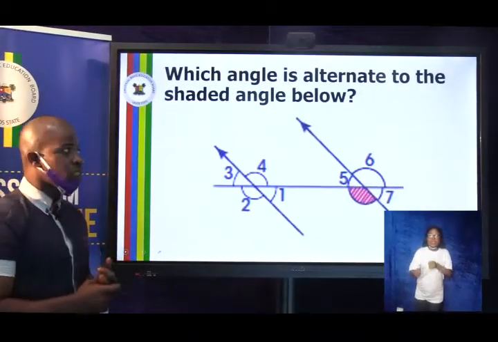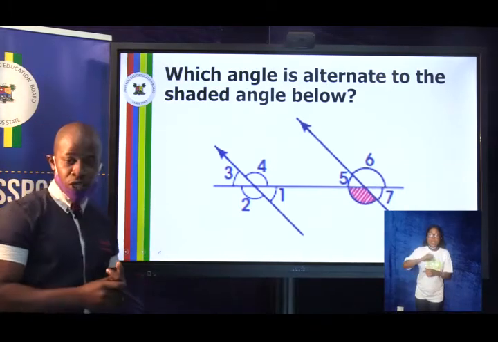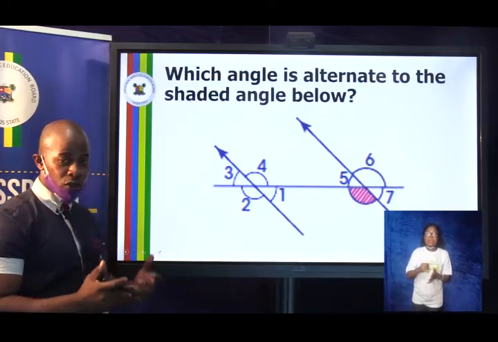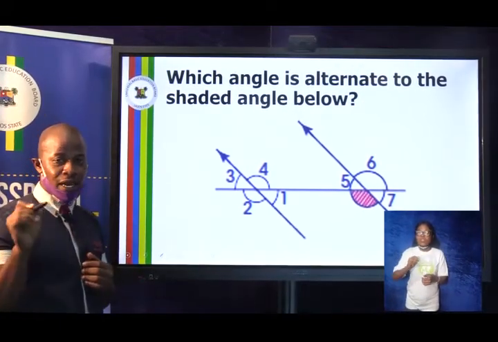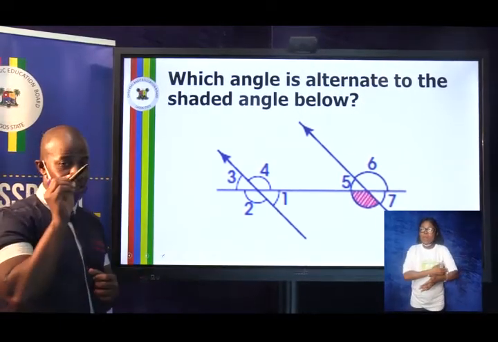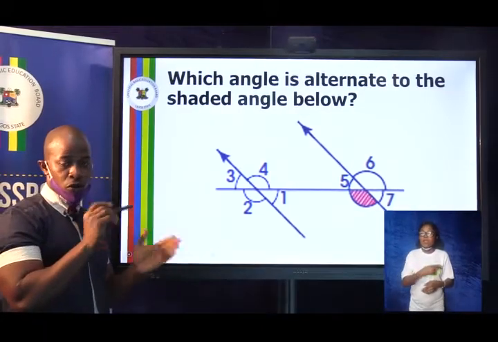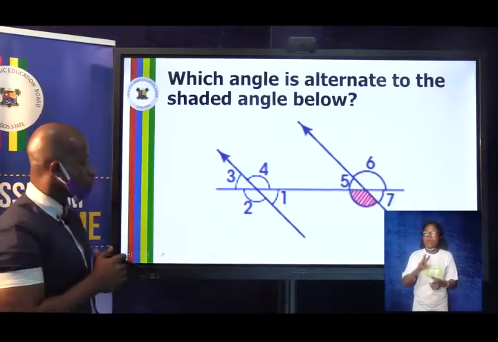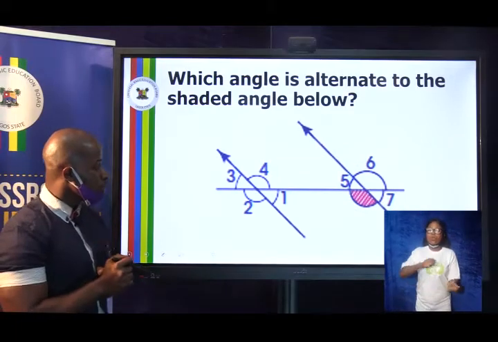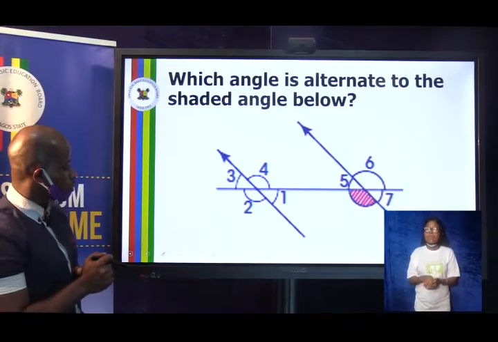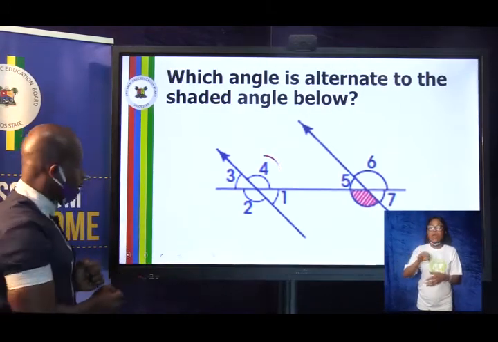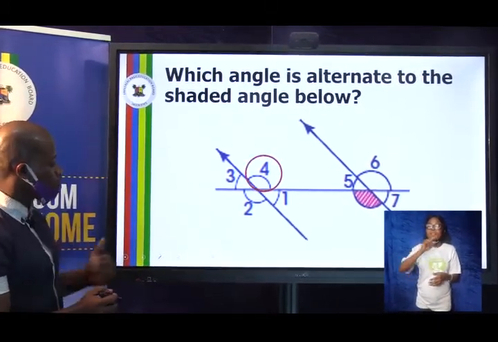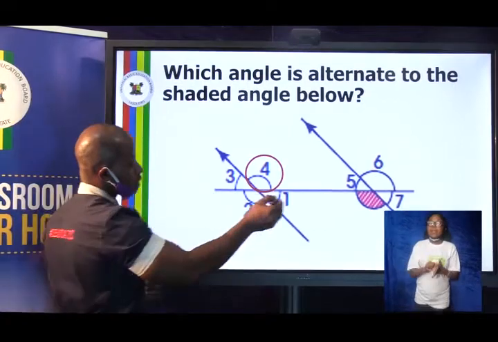Which angle is alternate to the angle that is shaded? Remember that alternate angles are inside the elbow of the Z letter. Now that Z can face to the right or to the left, to the top or down. So which angle is alternate? Well, it is angle 4, and I will tell you where the Z is. This is that Z.